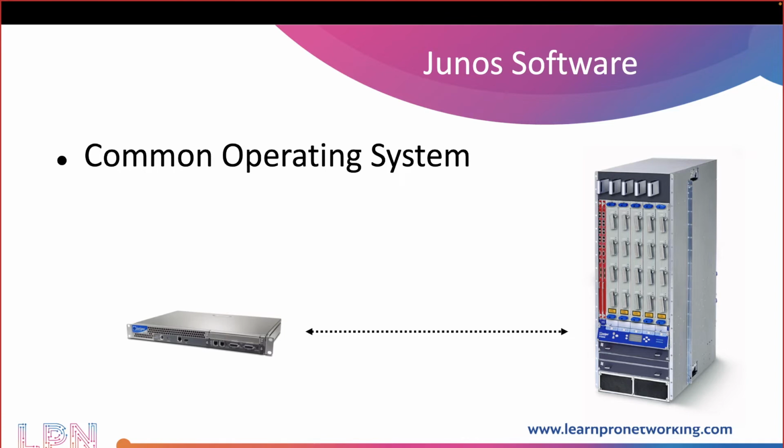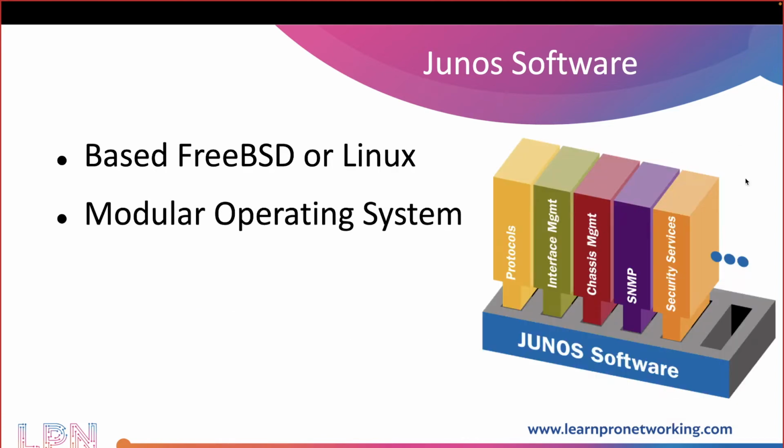Now, as I said earlier, it is based on FreeBSD or Linux, and it is a modular operating system. It can accommodate new functionalities. For example, in earlier days, when a new module was going to be added, we had a socket. It is scalable, it is modular. For any new functionality, develop it, create a new socket, and attach it. That's all. So this Juniper software is modular as well as scalable.